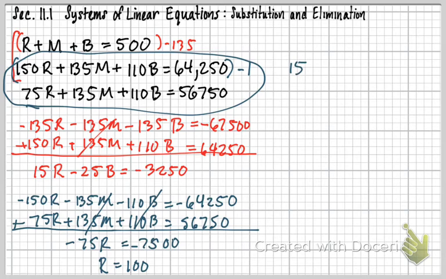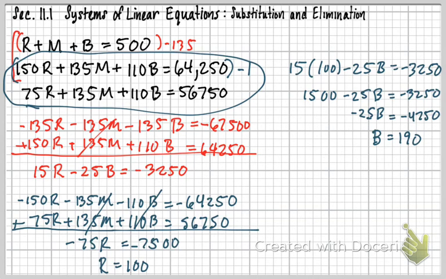So then that's going to be 15 times 100 minus 25B equals negative 3250. And then just solve this equation here. So then going through the algebra, B equals 190. And then I just go back to the beginning, and I'm just going to use that top equation here. With that top equation, it's going to be very straightforward for me to come up with M for my last piece.